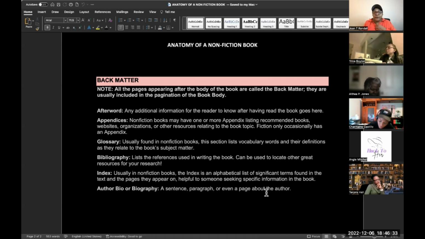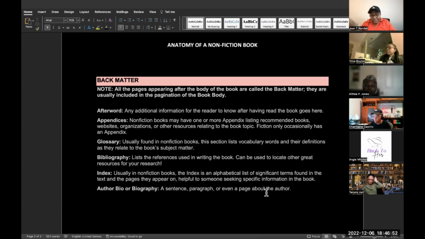So in the back matter, there's something called an afterword. Just like how we had a foreword, there's something called an afterword. And this is additional information for the reader to know after having read the book. So in my book, Bags in the Attic, right? I have an afterword. Why? Because I have another book coming, right?